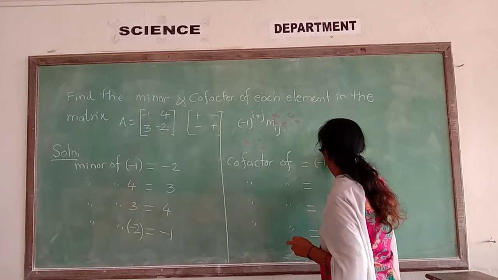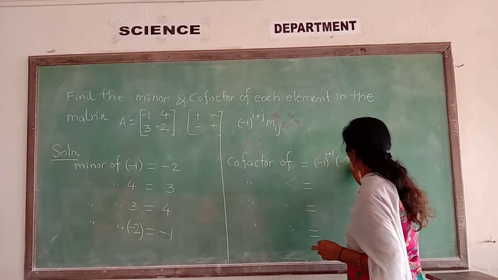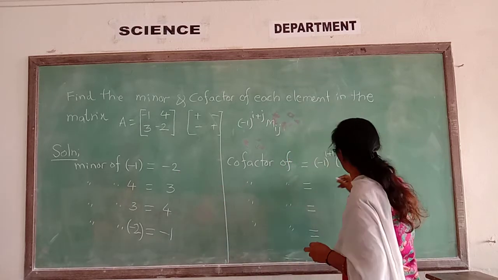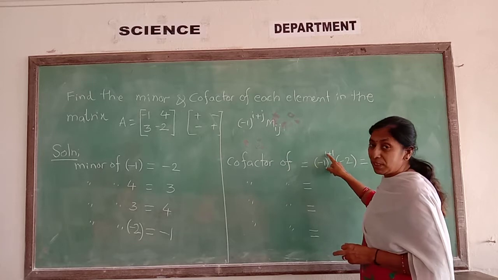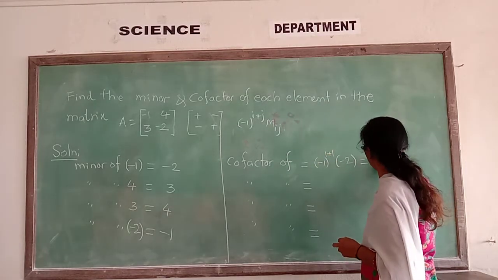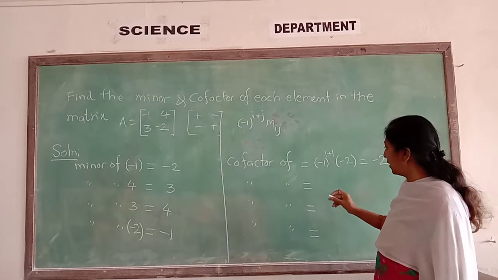Minus 1 to the power first row, first column. And then what is the minor here? Minus 2 is the minor, Mij, already calculated: minus 2. That is equal to 1 plus 1 is 2. It is an even number, so the minus will go. What is the cofactor there? Minus 2 itself.